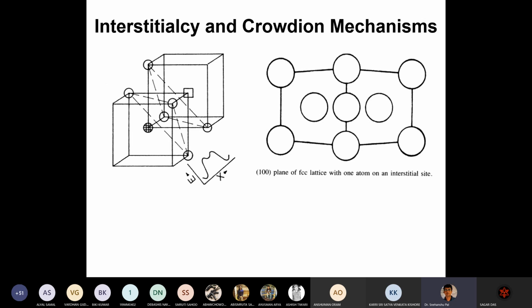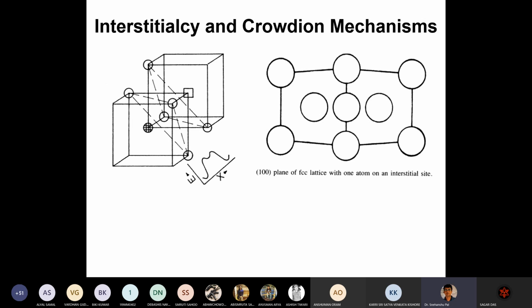Now we are going to learn about the interstitialcy, or crowdion, mechanism. Solute atoms which go into solution in a metal as interstitials are appreciably smaller than the matrix atoms. So you can understand that if solute atoms are appreciably smaller, then such kinds of mechanisms come into play.